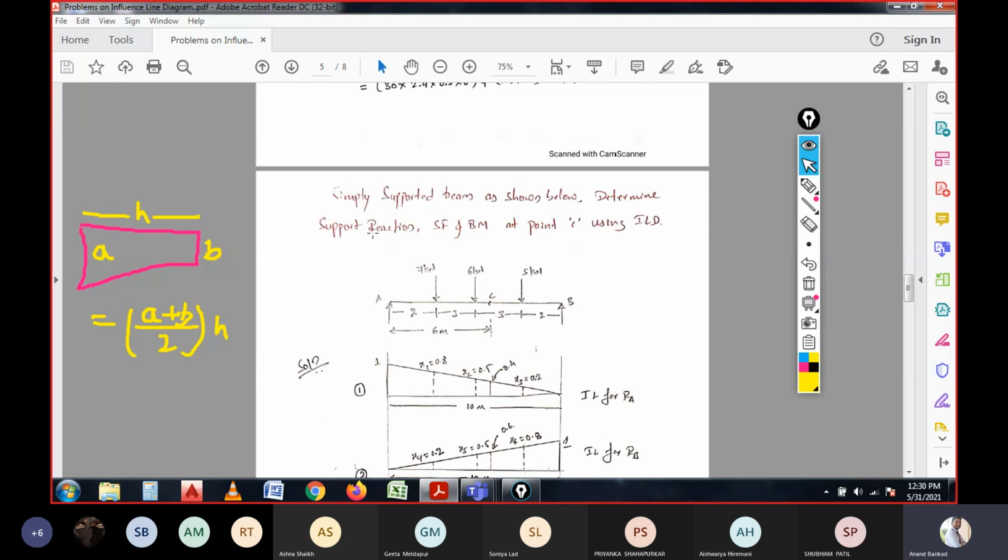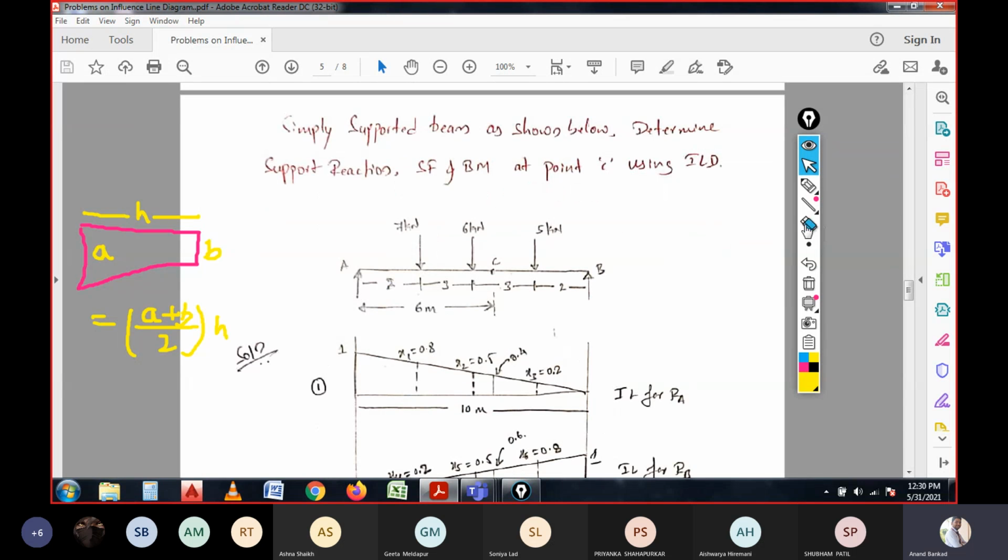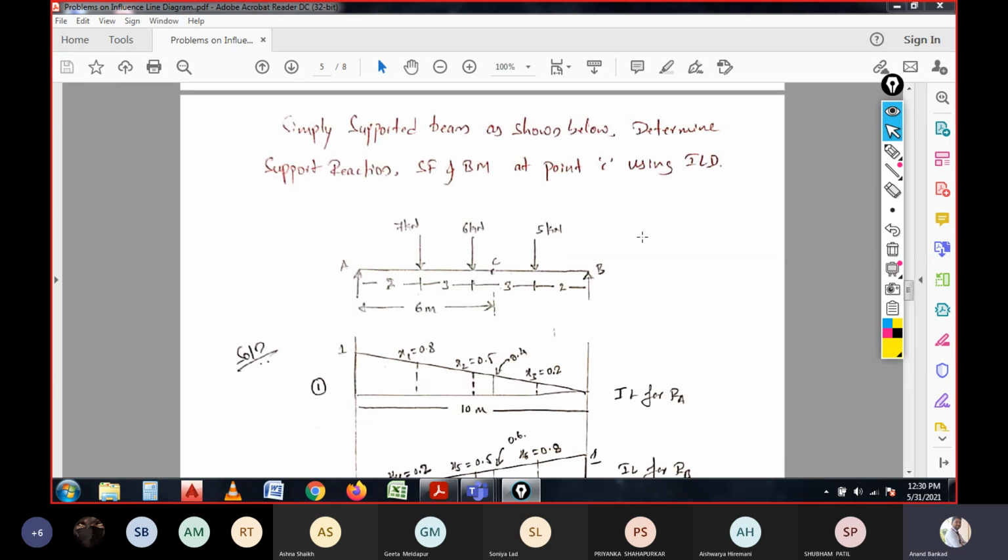So now this is the second problem we can observe over here. It has been given that a simply supported beam is shown below, and determine the support reaction, that is, shear force and bending moment at the point C. I hope whatever I have drawn and am showing here is clearly visible for you. Right, so let us observe the question, what they have given.